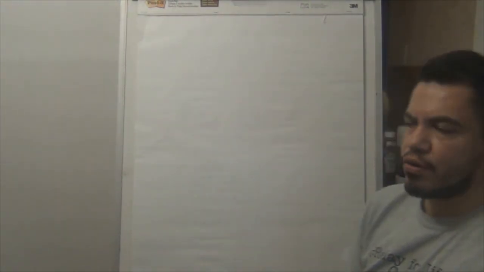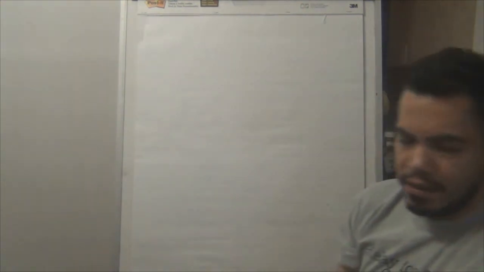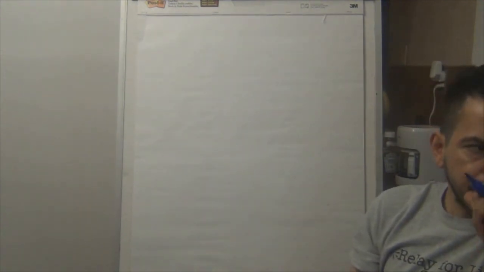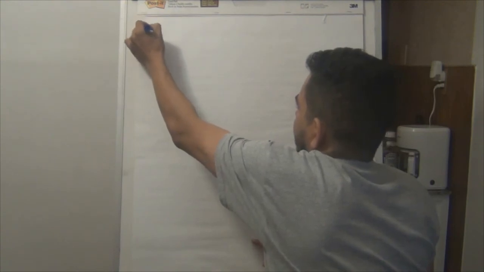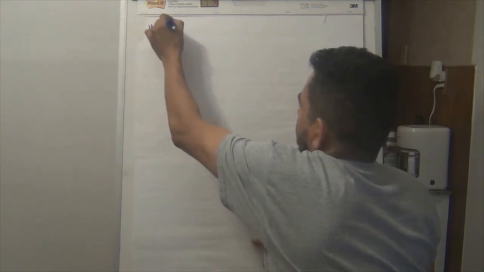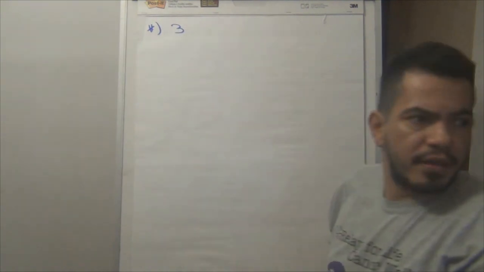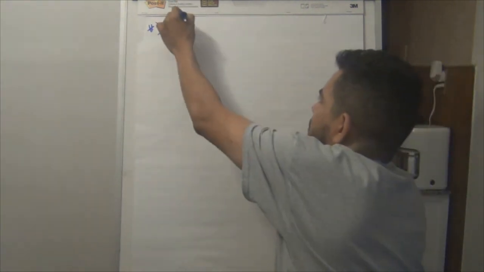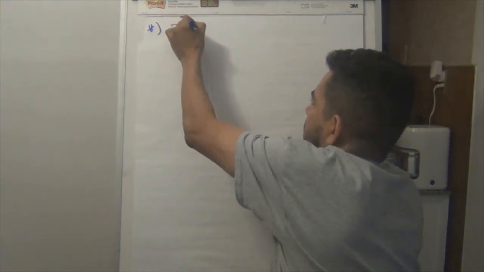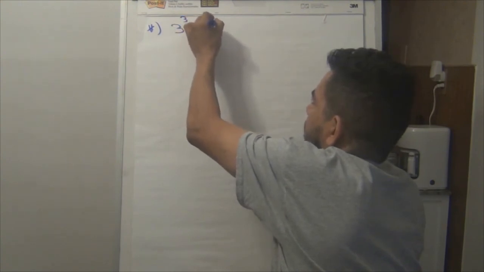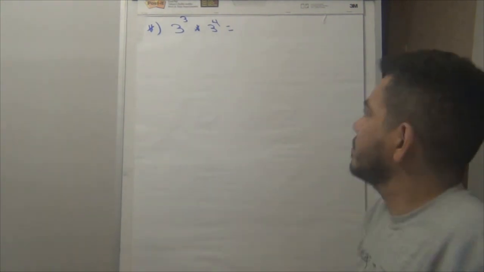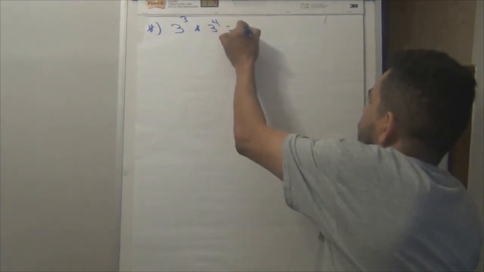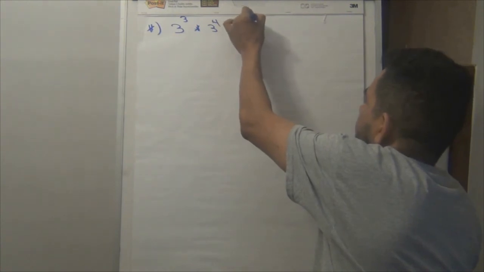Okay, let's do another exercise, another problem, okay? So I'm gonna use blue ink. Alright, so the next problem, okay? It says, what is 3 to the 3rd times 3 to the 4th? Well, using the product rule, we know that this is 3 to the 7.